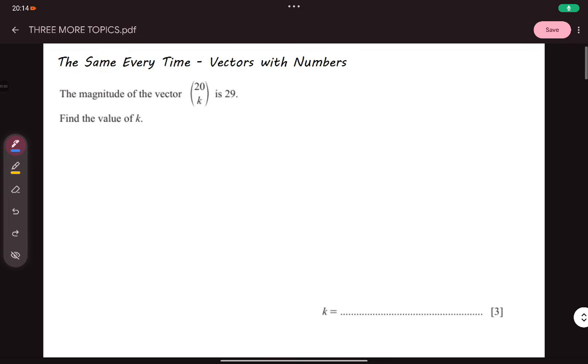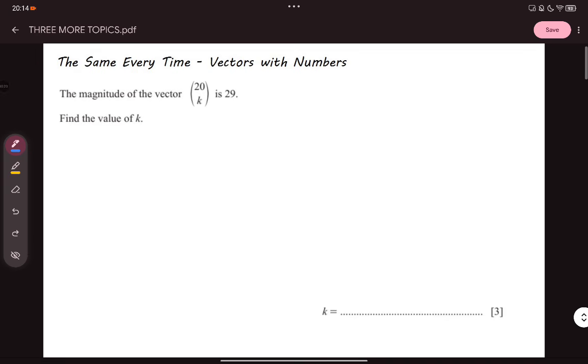Welcome to another video, the same every time. IGCSE Maths, GCSE Maths, looking at the kind of questions that, apart from the numbers, are the same every time. We're looking at vector questions that have numbers in them, and not the vector questions that have pictures in them. We'll look at that some other time, coming soon, but right now, vectors with numbers.